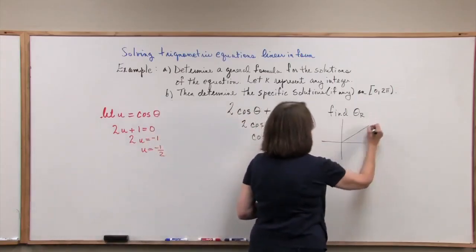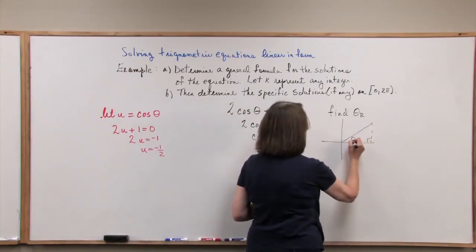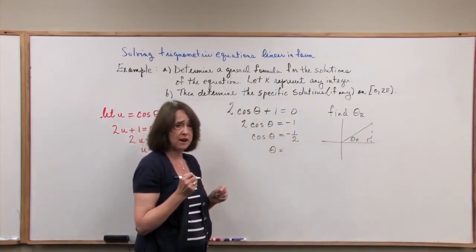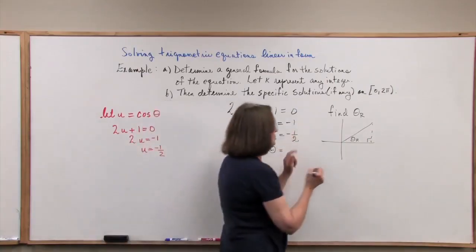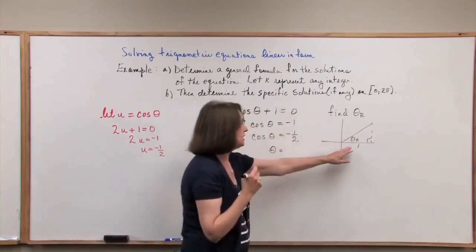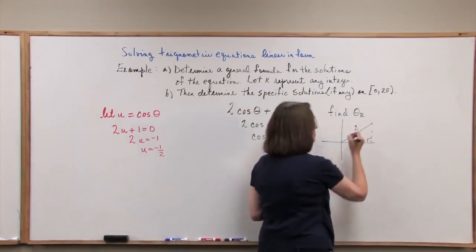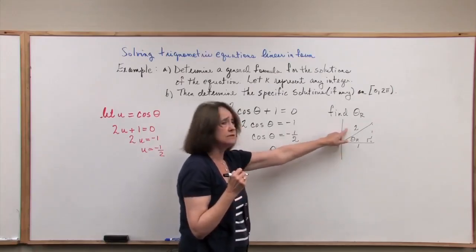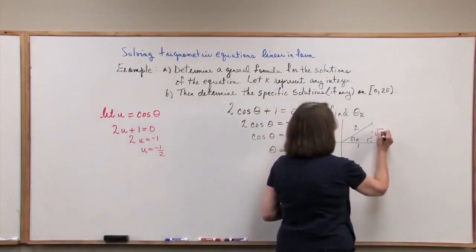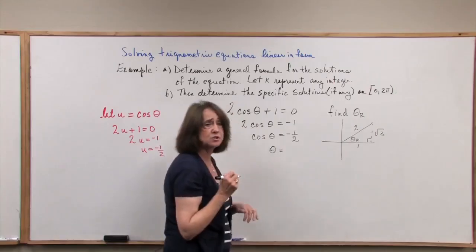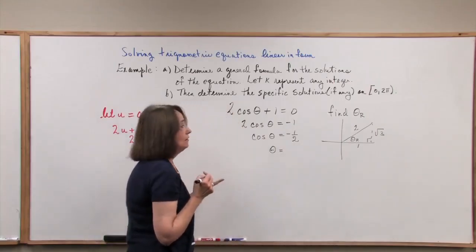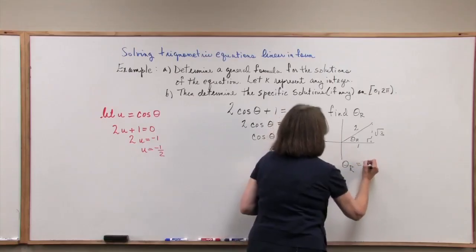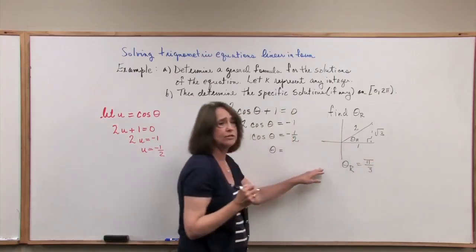So I'm going to locate, let's remember our right triangles, and let's remember that the cosine function is the ratio of the adjacent side over the hypotenuse. So we're going to let 1 be the adjacent side, 2 the hypotenuse, so we have 1 divided by 2. That means the opposite side is the square root of 3. Okay, what is that reference angle? Well, it is pi over 3.